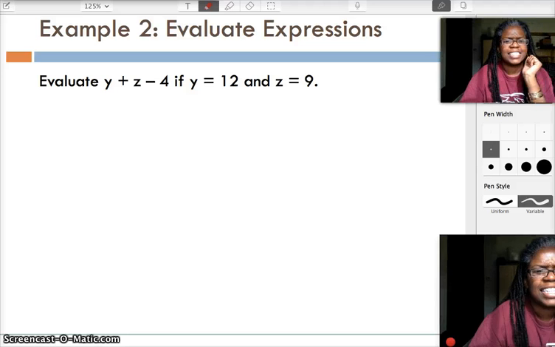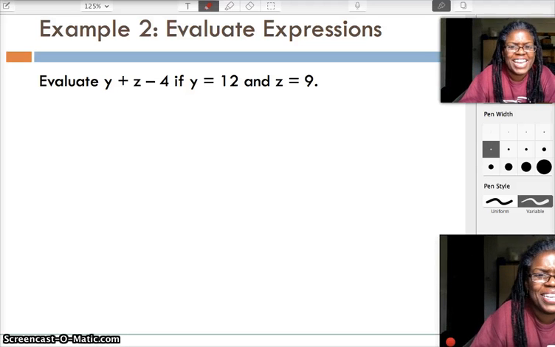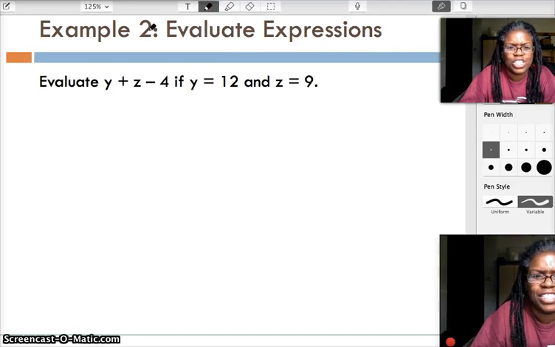Let's look at this one, example 2. So we have a situation where we're just evaluating an algebraic expression.